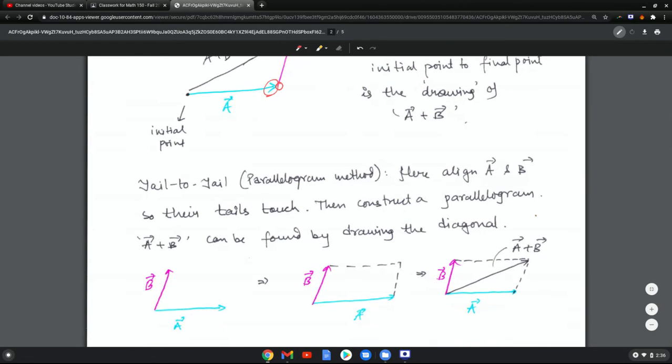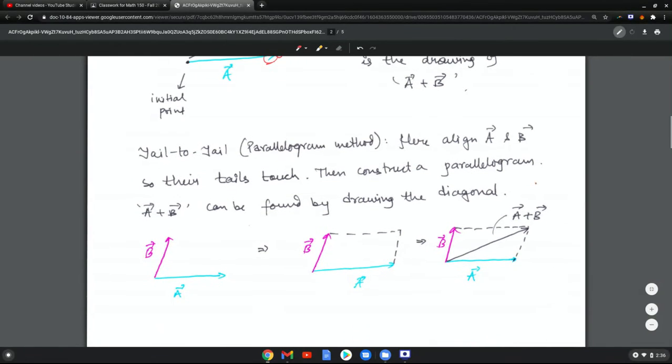The second one is called tail to tail or parallelogram method. In this case, you align the vectors A and B so that their tails touch each other. And then you construct a parallelogram. Remember, a parallelogram is a figure in which the opposite sides are parallel to each other. Once you have the parallelogram, A plus B will be the diagonal. Again, recall the diagonal of a parallelogram is a line connecting the opposite corners of the parallelogram.